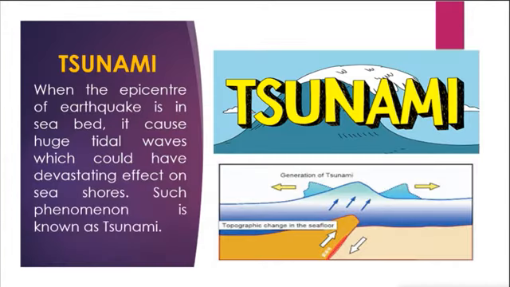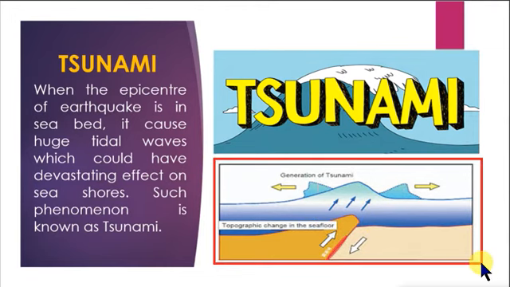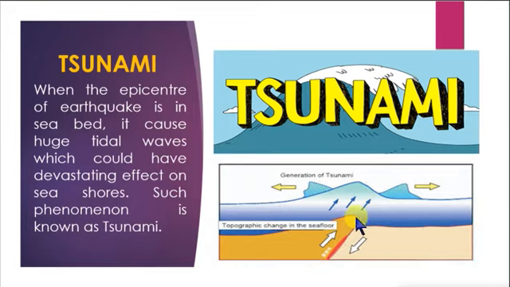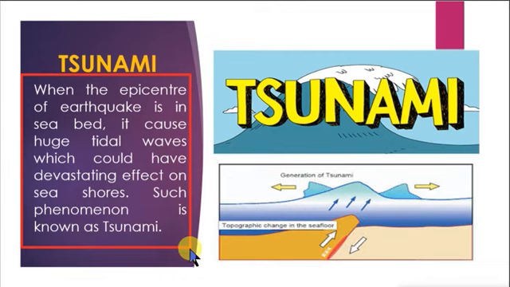In this diagram, you can see how the movement of tectonic plates deep inside the sea or oceans creates big sea waves called tsunamis. It means when the epicenter of an earthquake is in the seabed, it causes huge tidal waves which could have a devastating effect on sea shores. Such a phenomenon is known as a tsunami.